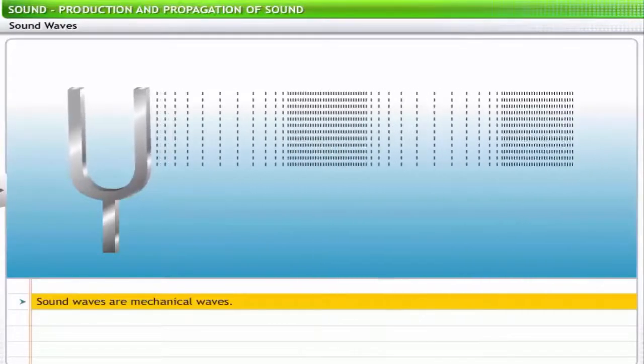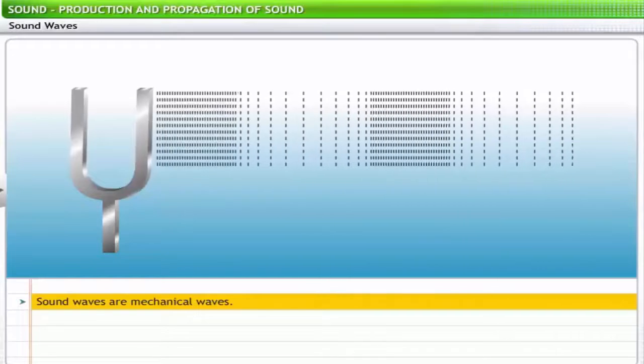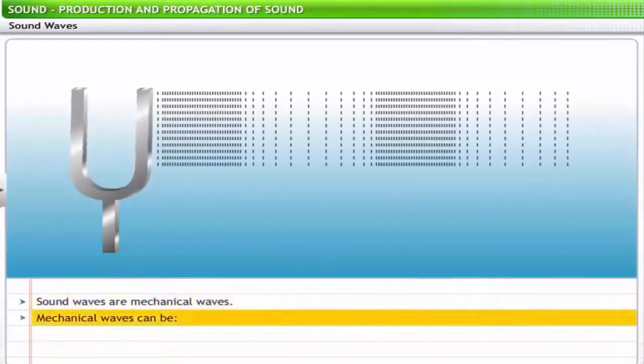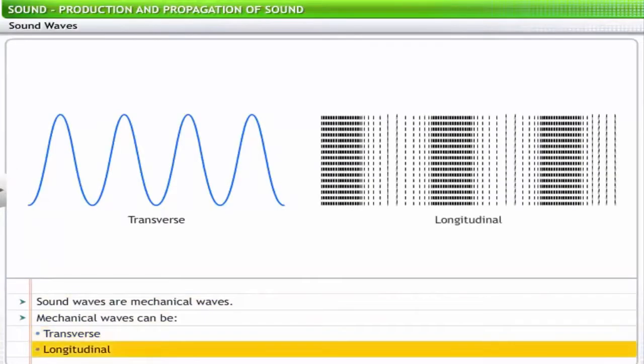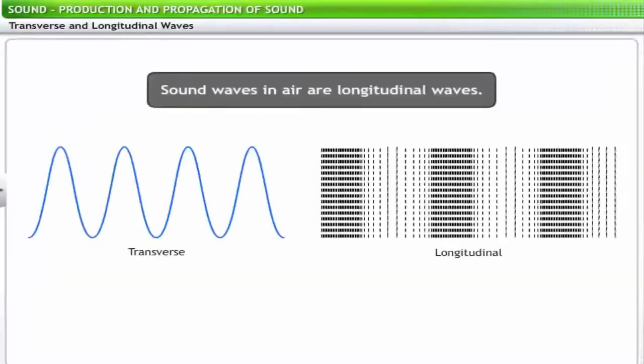Mechanical waves require a material medium for their propagation. A mechanical wave can be a transverse wave or a longitudinal wave. Sound waves in air are longitudinal waves. To understand what that implies, we need to first understand the two categories of waves.